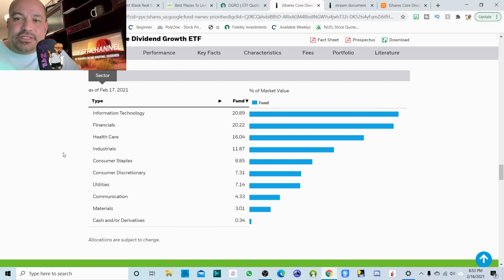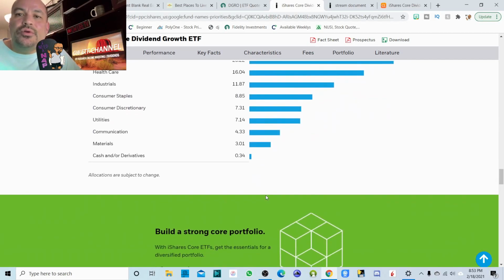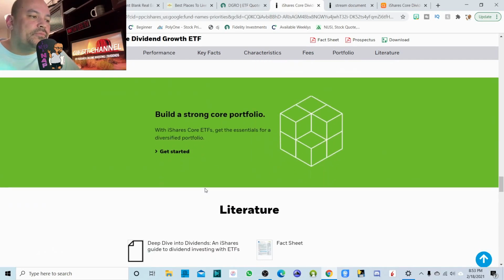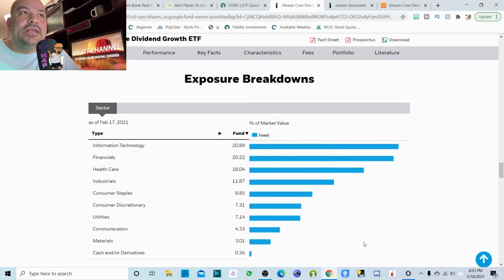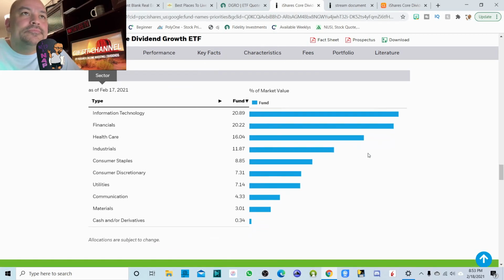So missing energy, missing real estate. If those are important to you, you'll need to add those in a satellite holding, in a satellite ETF or individual holdings. But if it's not important to you, then you can just buy this fund and that's it, right?